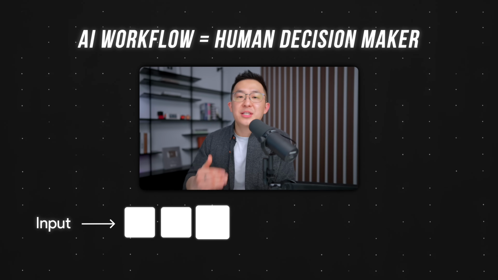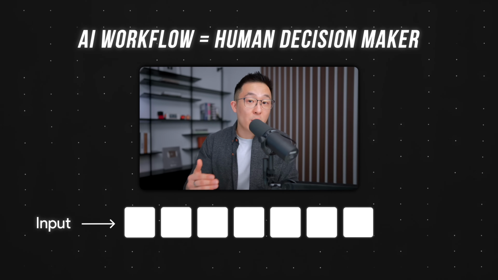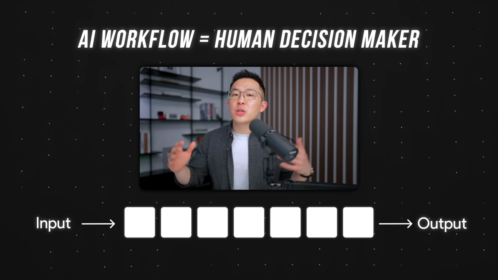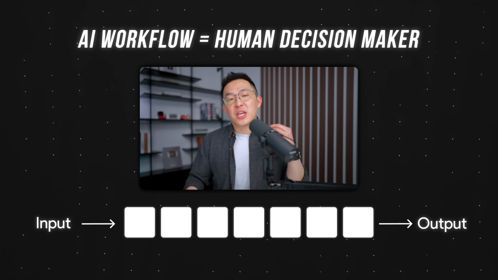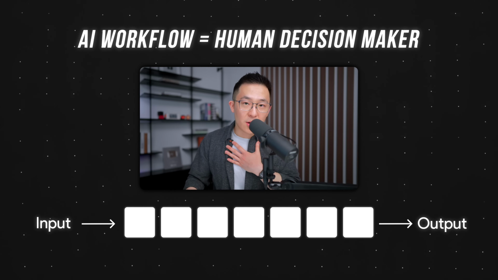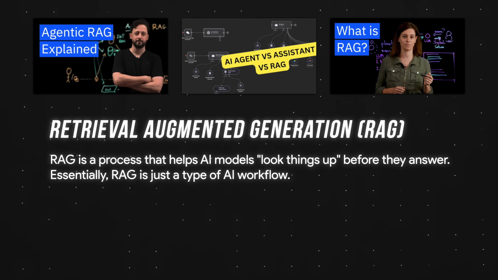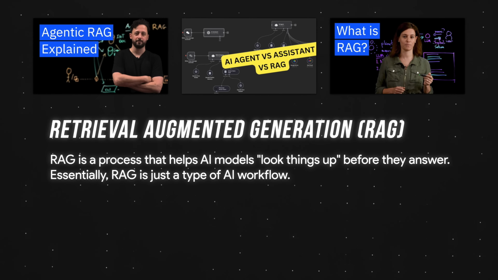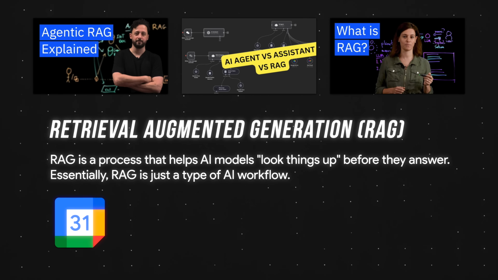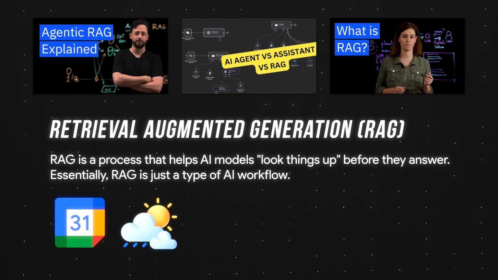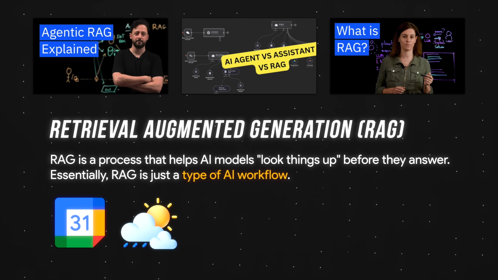Here's the thing. No matter how many steps we add, this is still just an AI workflow. Even if there were hundreds or thousands of steps, if a human is the decision maker, there is no AI agent involvement. Pro tip, Retrieval Augmented Generation, or RAG, is a fancy term that's thrown around a lot. In simple terms, RAG is a process that helps AI models look things up before they answer, like accessing my calendar or the weather service. Essentially, RAG is just a type of AI workflow.